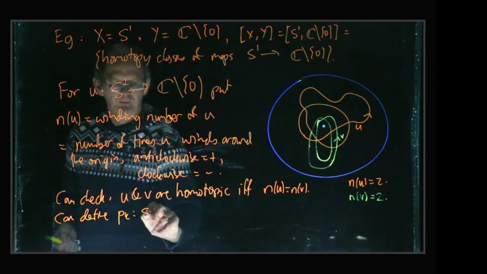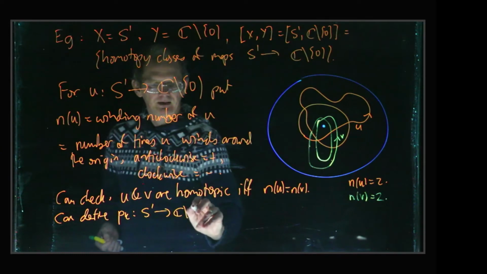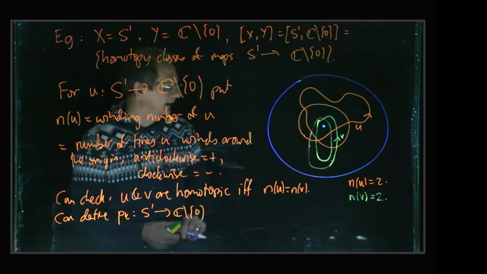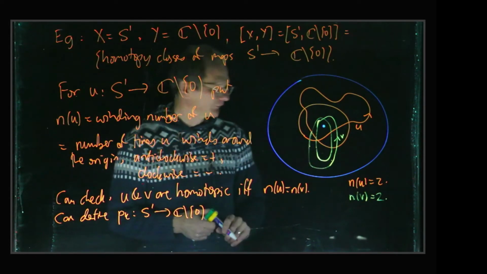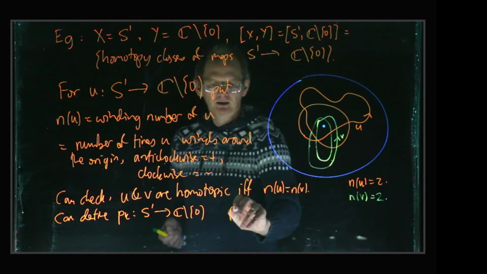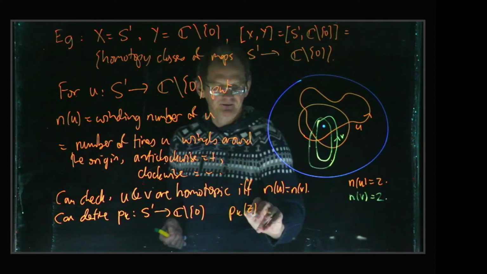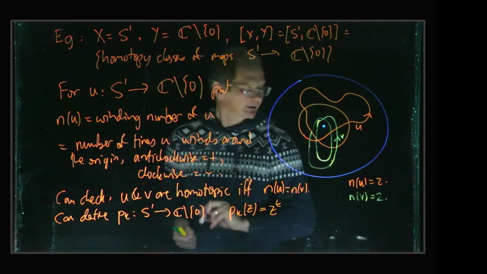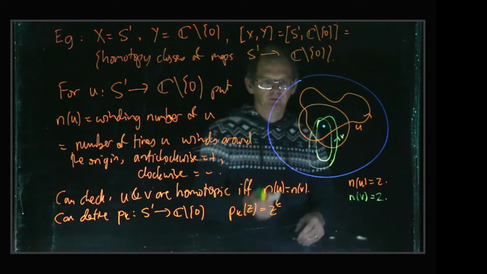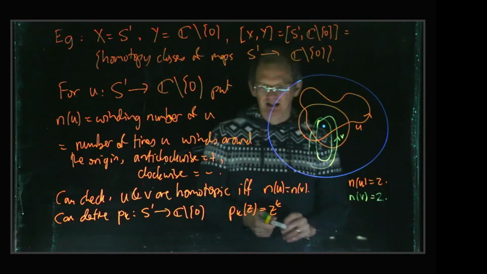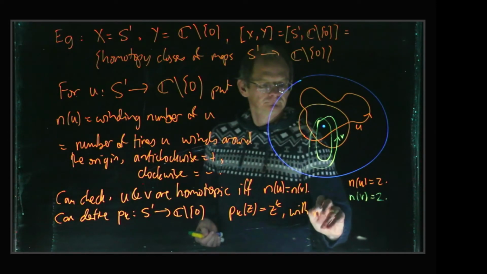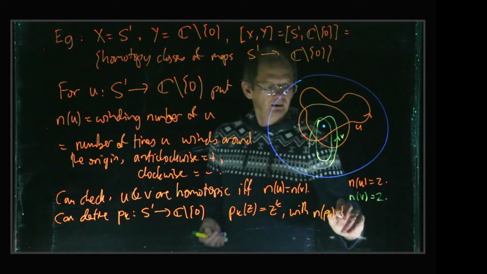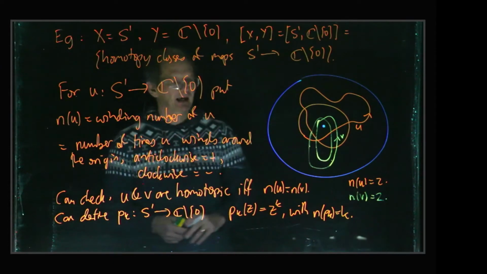p_k, say from S^1 to C minus 0. So if we think of S^1 as being the complex numbers of absolute value 1, then we can just use this formula. p_k(z) is z to the k, the kth power map. Okay, so you see that it kind of winds around k times. So the winding number of p_k is k.